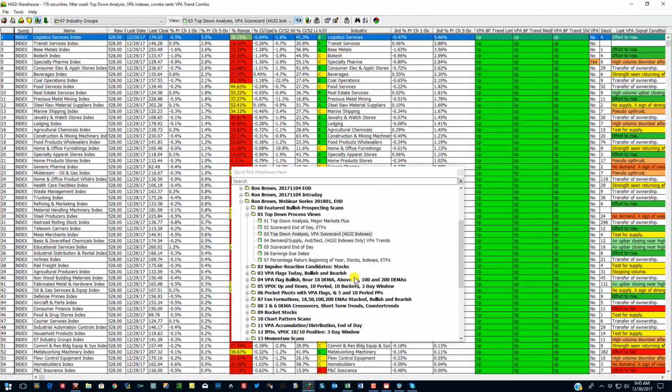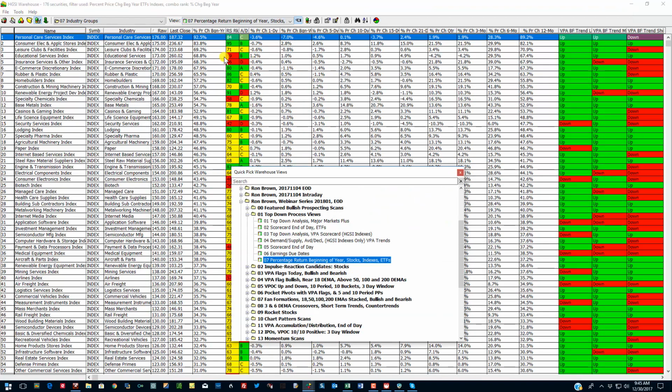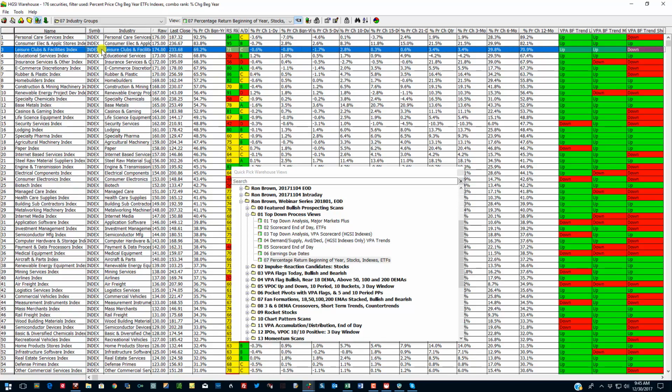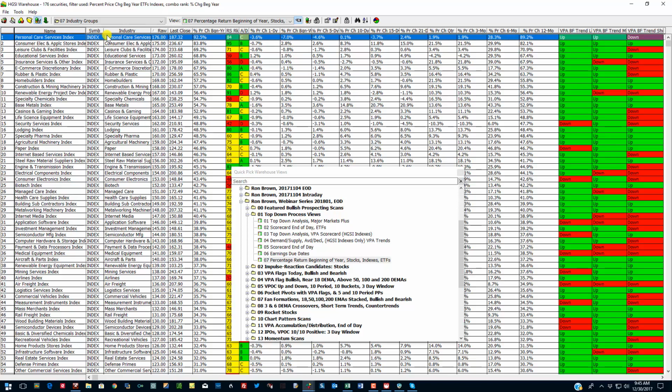Now I'm going to stay in the industry groups. I'm going to flip back down to number 7 here. You can see that personal care services was up the most. Remember, I'm using market cap weighting in 2 years for my calculations, but these are the numbers I come up with. Up 92.5% as a group. The consumer electric and appliances up 83.8%. Leisure clubs. Let's just go into the personal care services.